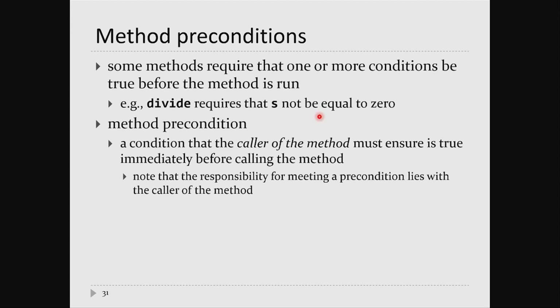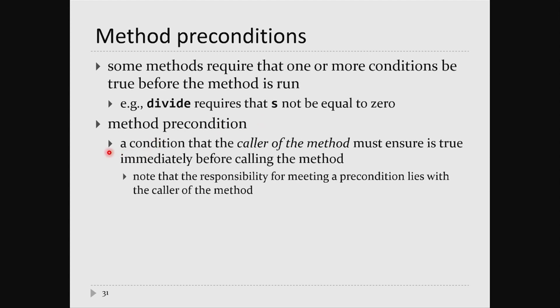So for example, if you want to divide the coordinates of a point by a number s, I just want to divide the coordinates of a point by some scalar value. Then it's pretty important that the scalar value not be 0, because you can't divide by 0. So for the divide method to run correctly, there's this precondition, or there's a condition on the caller that they not use 0 for the value s.